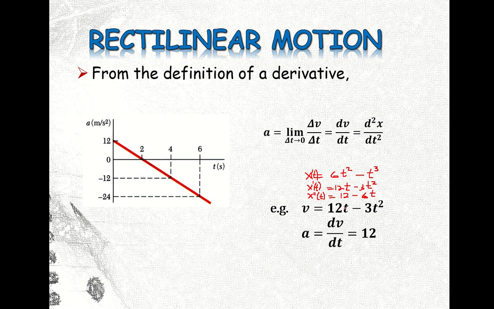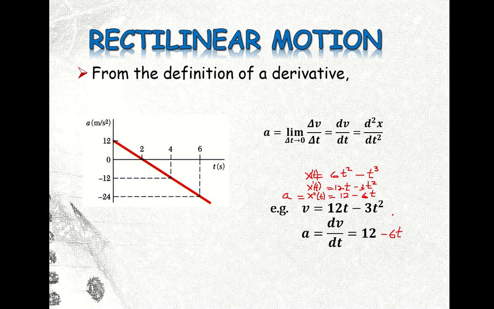Okay, so therefore we have 12t minus 3t squared. When you take the derivative of this, that is now the acceleration. In other words, this is equivalent to acceleration, a as a function of t. From here we take the derivative, dv over dt, which equals 12 minus 6t. This is if we assume that this is the v.